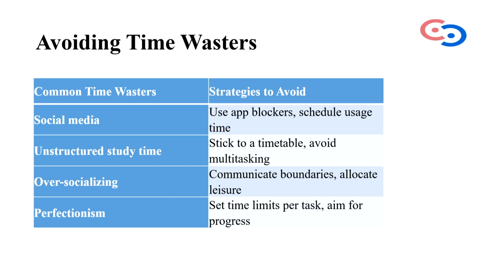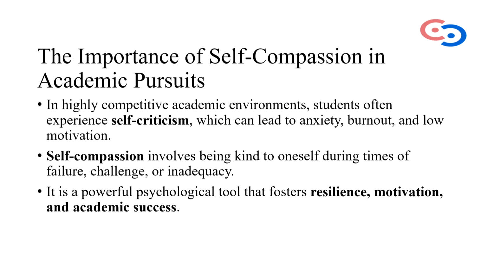So, how to avoid time wasters. Common time-wasting factors and strategies to avoid them: social media, use app blockers and schedule usage time, like using digital wellbeing; unstructured study time, stick to the timetable; multitasking, avoid it; over-socializing, communicate boundaries and allocate leisure time; and perfectionism, set a time limit per task and aim for progress.